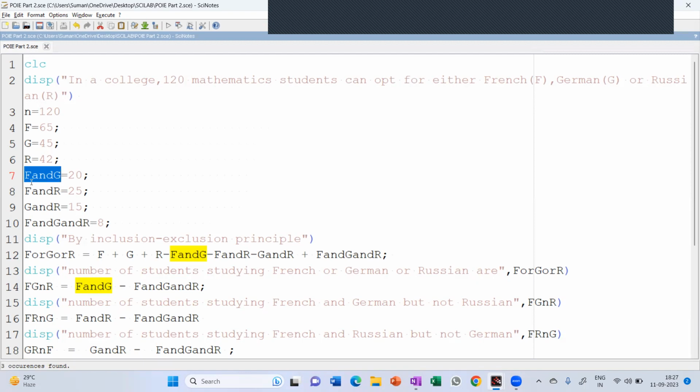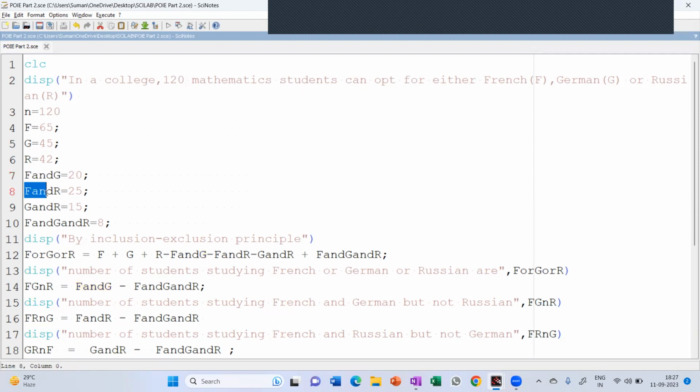Now, is it necessary that you have to write FandG only? No, it is not necessary. You can use other letters also, but you all should remember the role of that variable. You should not get confused about which variable I had taken for French and German, and which for German and Russian. So to avoid that confusion, I'm taking the variable name as FandG, which clearly says that this variable I have taken for students who have taken French as well as German. So there were 20, so 20 I have stored in this variable.